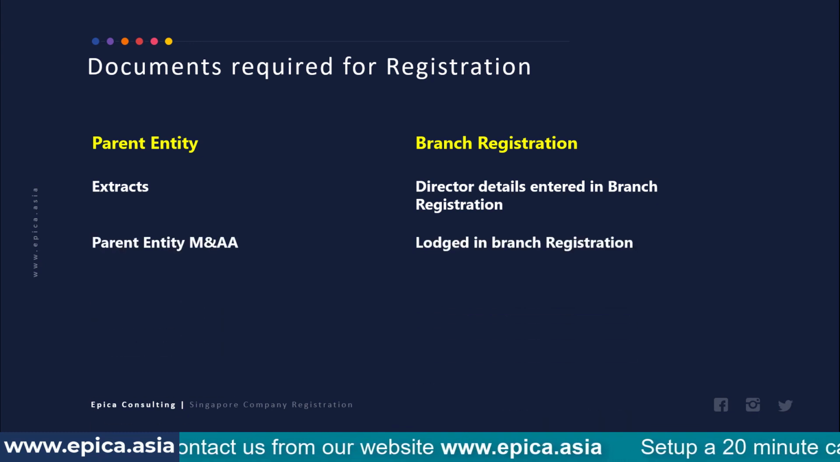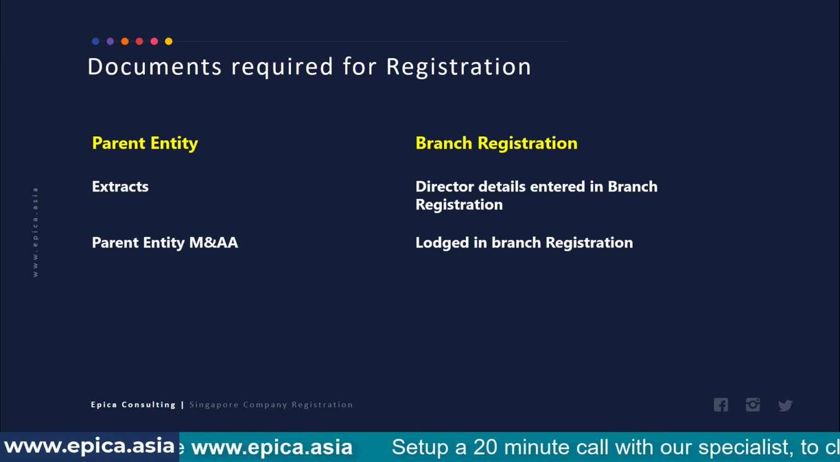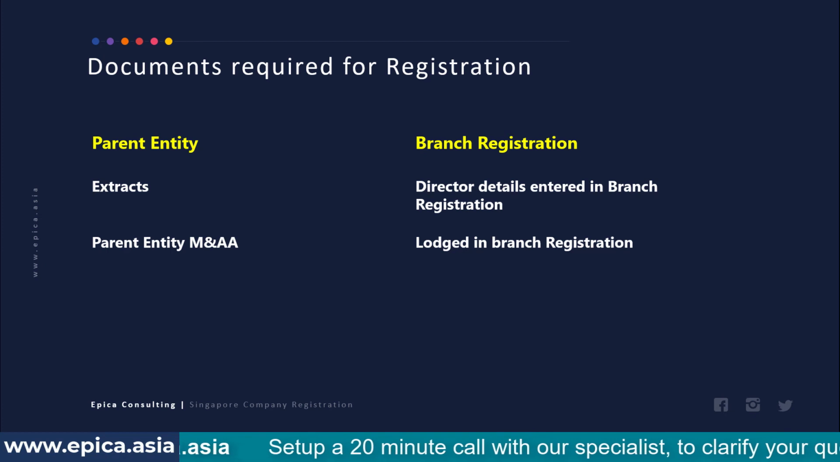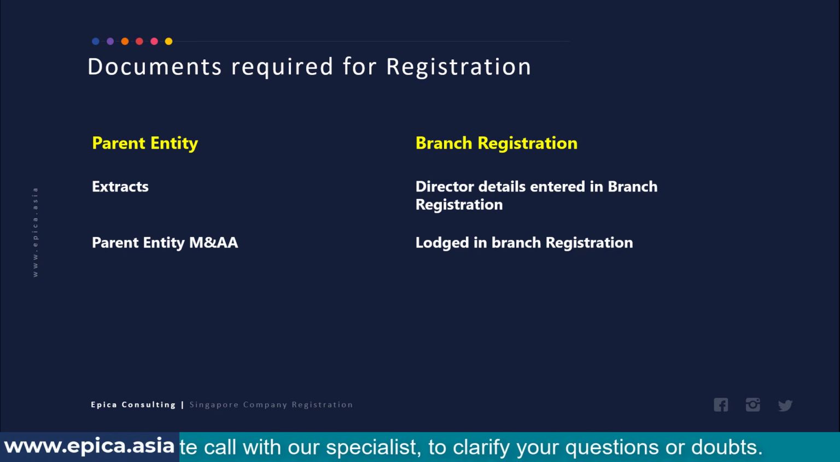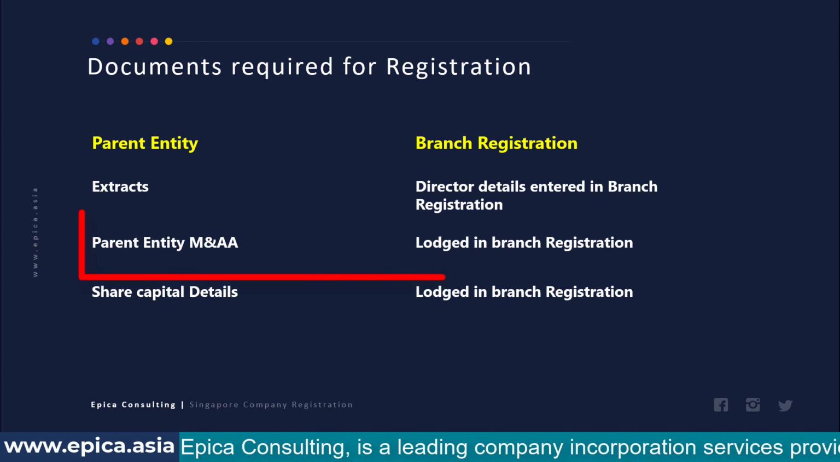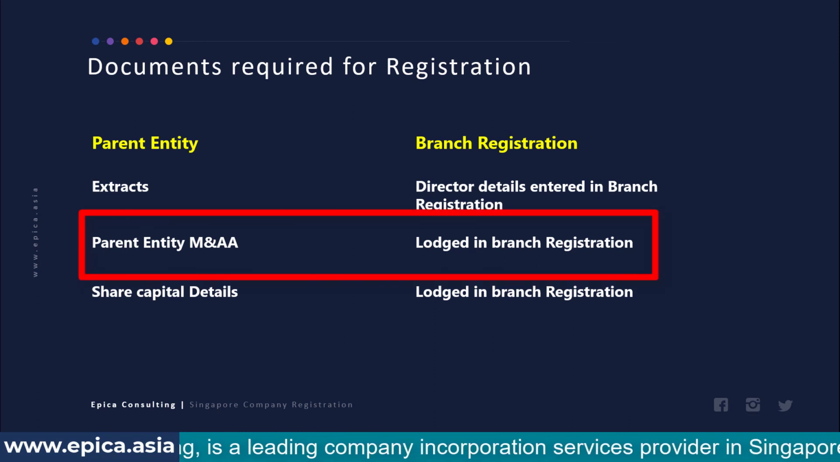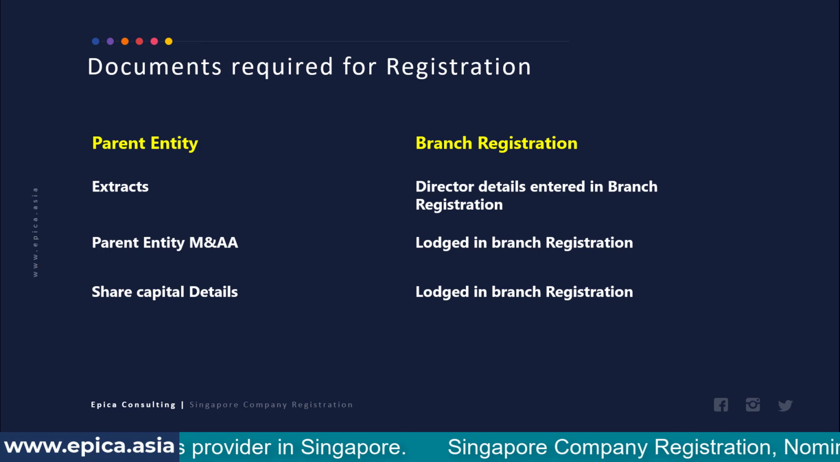The second thing is that the parent entity's memorandum and articles of association will need to be lodged at the time of branch registration. So you will need to provide us a certified copy of the memorandum and articles of association of the parent entity. The share capital details of the parent entity, which typically appear on the extract, will also be lodged. So technically there is only one new document required, which is the memorandum and articles of association, because the extracts collected in the previous step are used here.